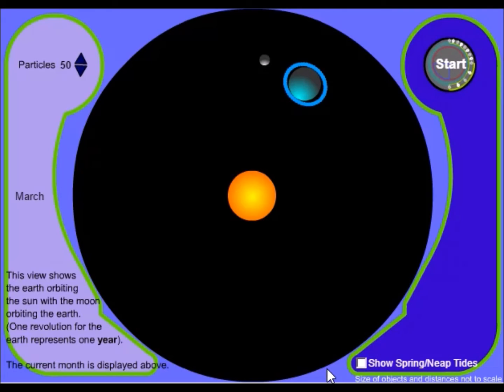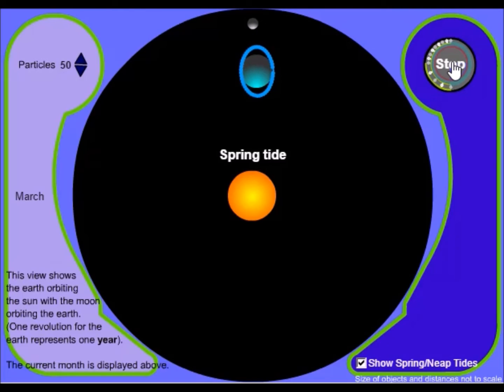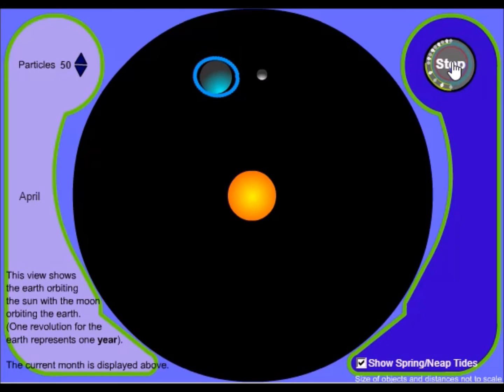This simulator also has a labeling feature, so I'm going to click on it right now. And it's going to show you how the neap tides and the spring tides occur predictably. And over here it shows you what month it is. Okay, so watch. So we have a spring tide, neap tide, spring, neap. Okay, so it just happens in a predictable pattern.